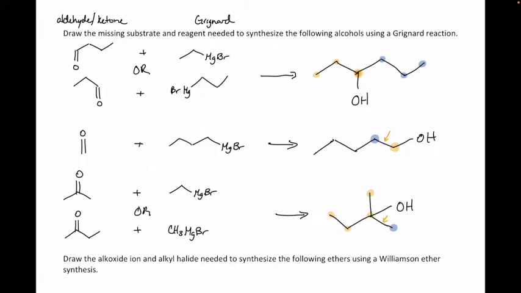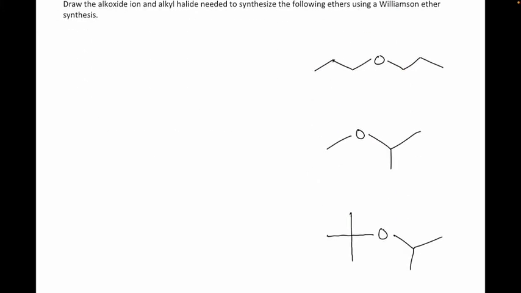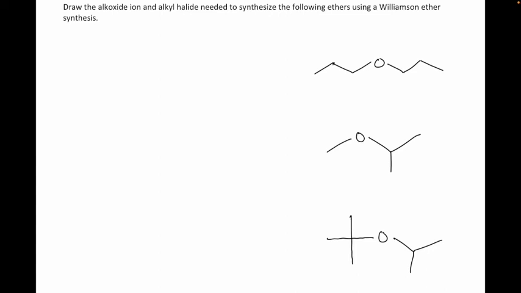All right, the other reaction we talked about working backwards for in this chapter was the synthesis of ethers, what's called a Williamson synthesis. And so you're going to draw me the two reactants, an alkoxide ion and an alkyl halide, that are needed to synthesize the following ether using a Williamson ether synthesis.